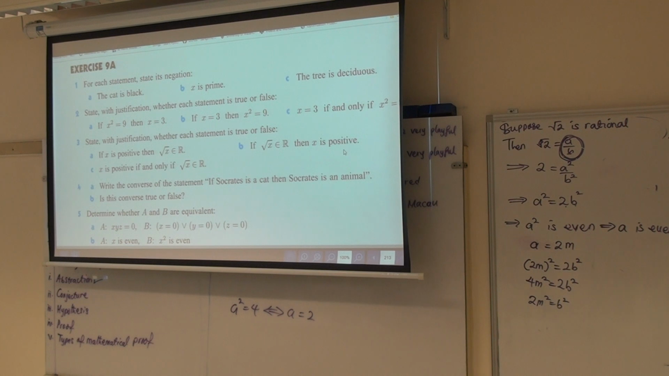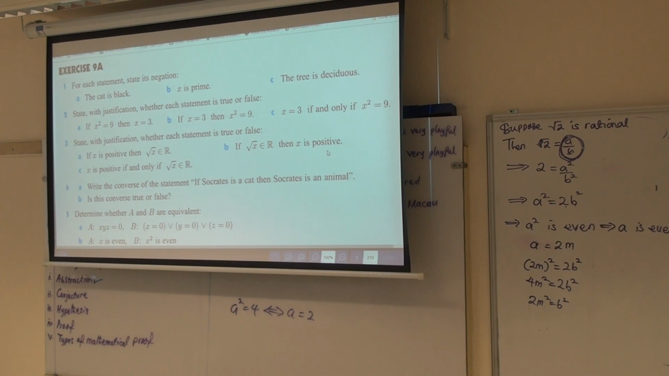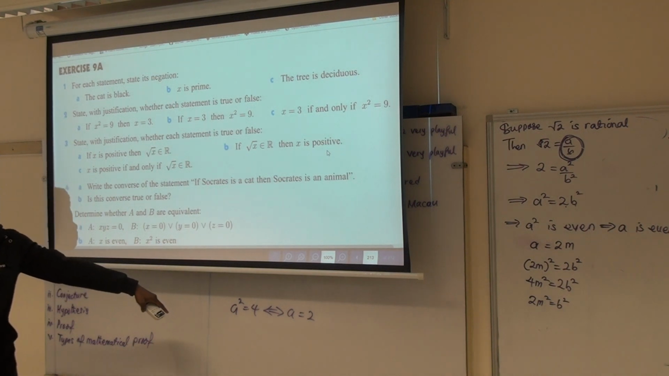If I put something like x is, maybe the only value is 3, then you can say, oh, that's not true because there's something else, right? If x is 3, then x squared is 9. Is that true? Then x is 3 if and only if x squared is 9. Is that true? Which one? If and only if. That's an example I put here.